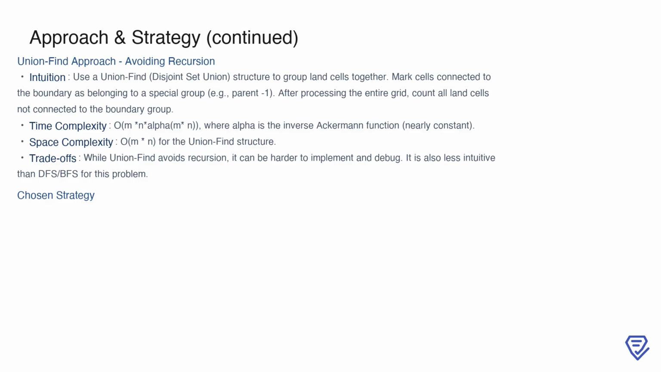This method has a time complexity of O(m*n)alpha(m*n), where alpha is the inverse Ackermann function, which grows extremely slowly and is nearly constant for practical purposes. The space complexity is O(m*n) due to the union-find data structure. While this approach avoids recursion, it can be more challenging to implement, and the logic may feel less intuitive compared to DFS or BFS. Additionally, debugging union-find-based solutions can be more cumbersome, especially for grid-based problems like this.